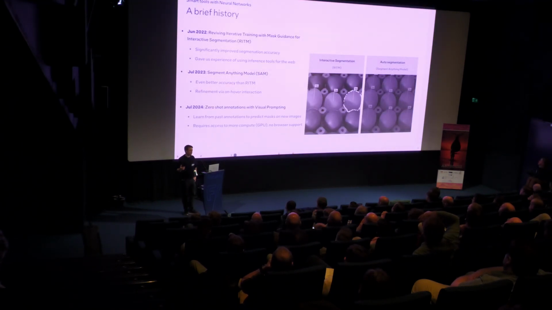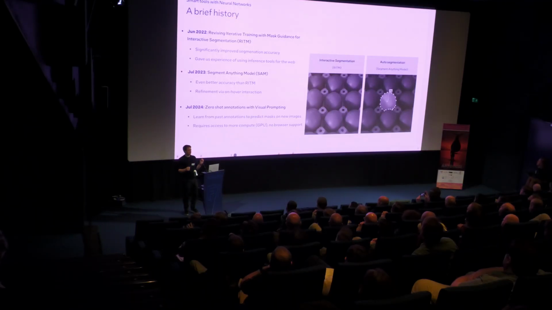The first thing we tried was an algorithm that's called reviving iterative training with mask guidance. And internally, we always call it RTM. It's essentially, you give it a point in a bounding box, and then it runs a neural net. It has a similar algorithm as Segment Anything, which I'll cover soon.